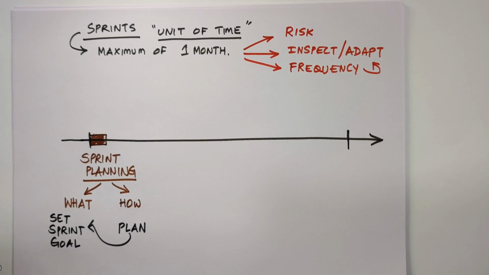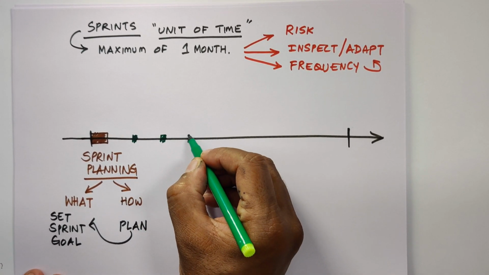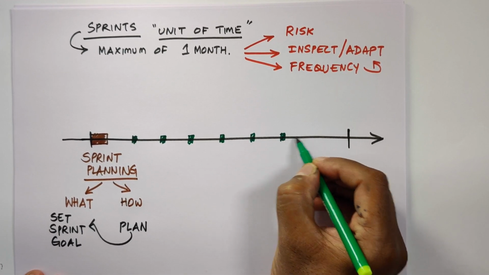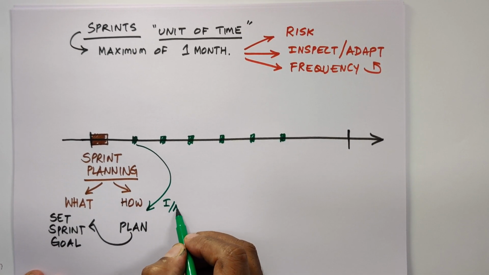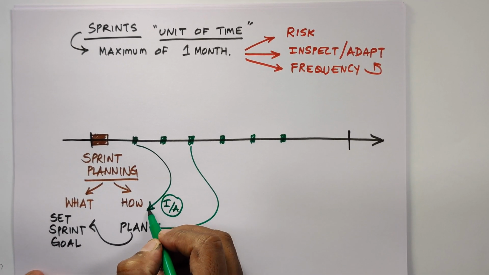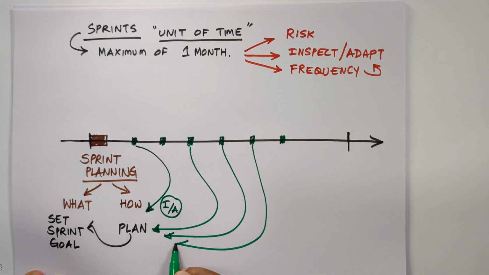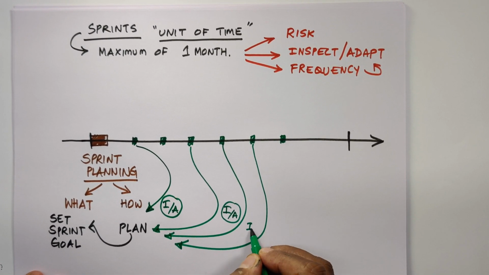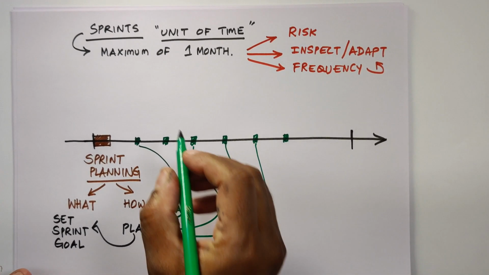And on a daily basis, the team stops and inspects and adapts on the plan. Inspect and adapt on their plan. Inspect and adapt. This daily inspection and adaptation on a daily basis is called the daily Scrum.